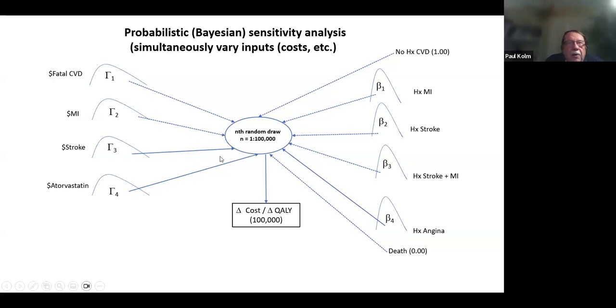And so I've shown here one draw we might make, by the solid line. So here, this is a theoretical patient that has a stroke. So here's the cost of a stroke. And this person has a history of angina, and they're taking atorvastatin. So we would draw from these three distributions. And so that's why we do a lot of random draws here, because we're drawing from a number, sometimes a large number, of theoretical distributions.